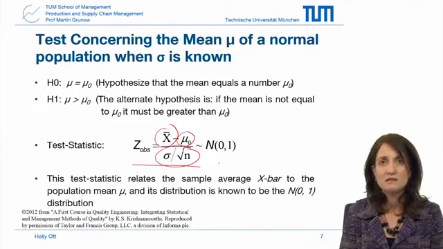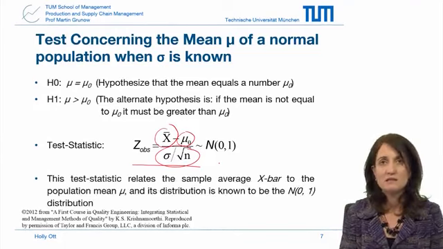So here I have drawn then the picture of the test statistic z, so z observed, equal to x bar minus mu0 over sigma over the square root of n. Now what we want to do is to compare our z observation to z alpha. This is the critical value of the statistic. And this I've drawn down here.